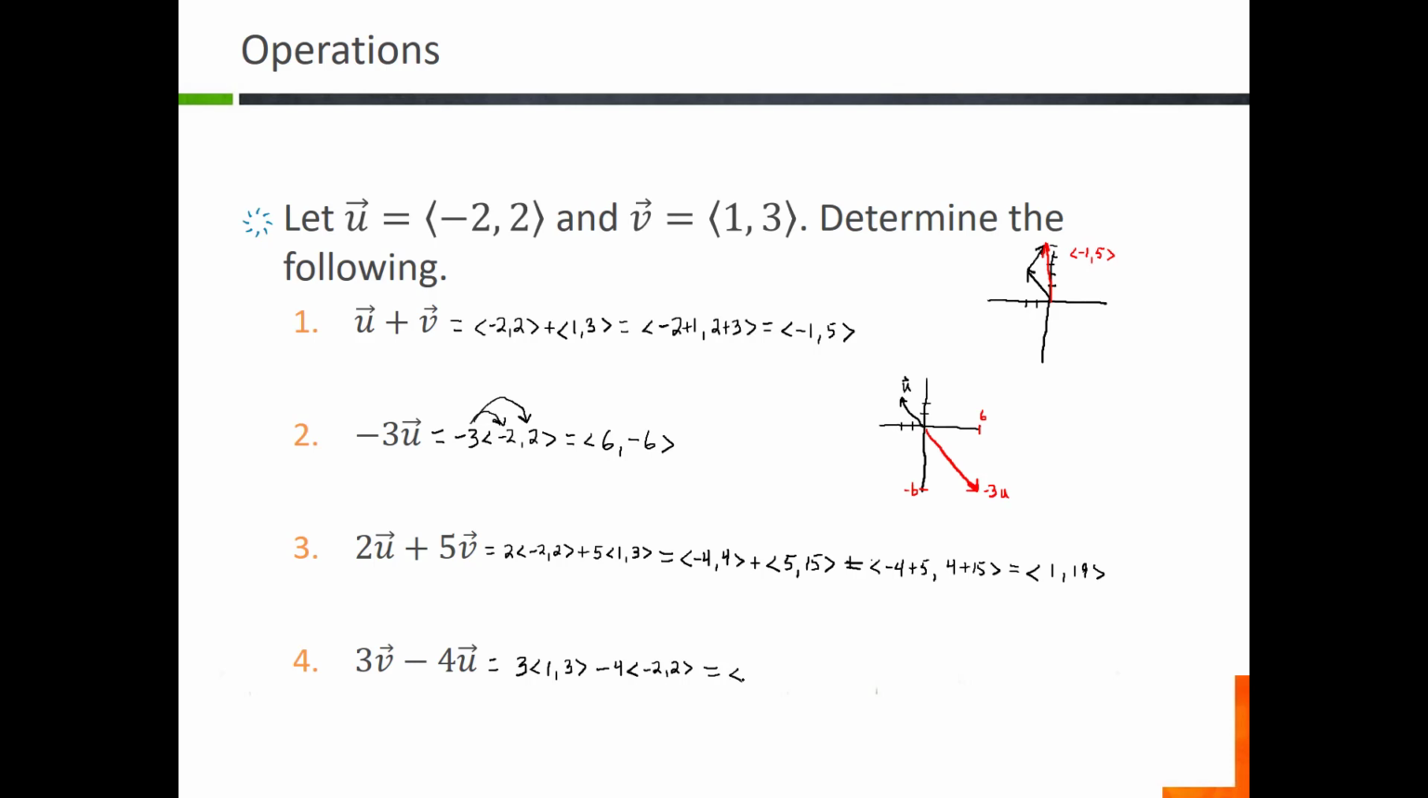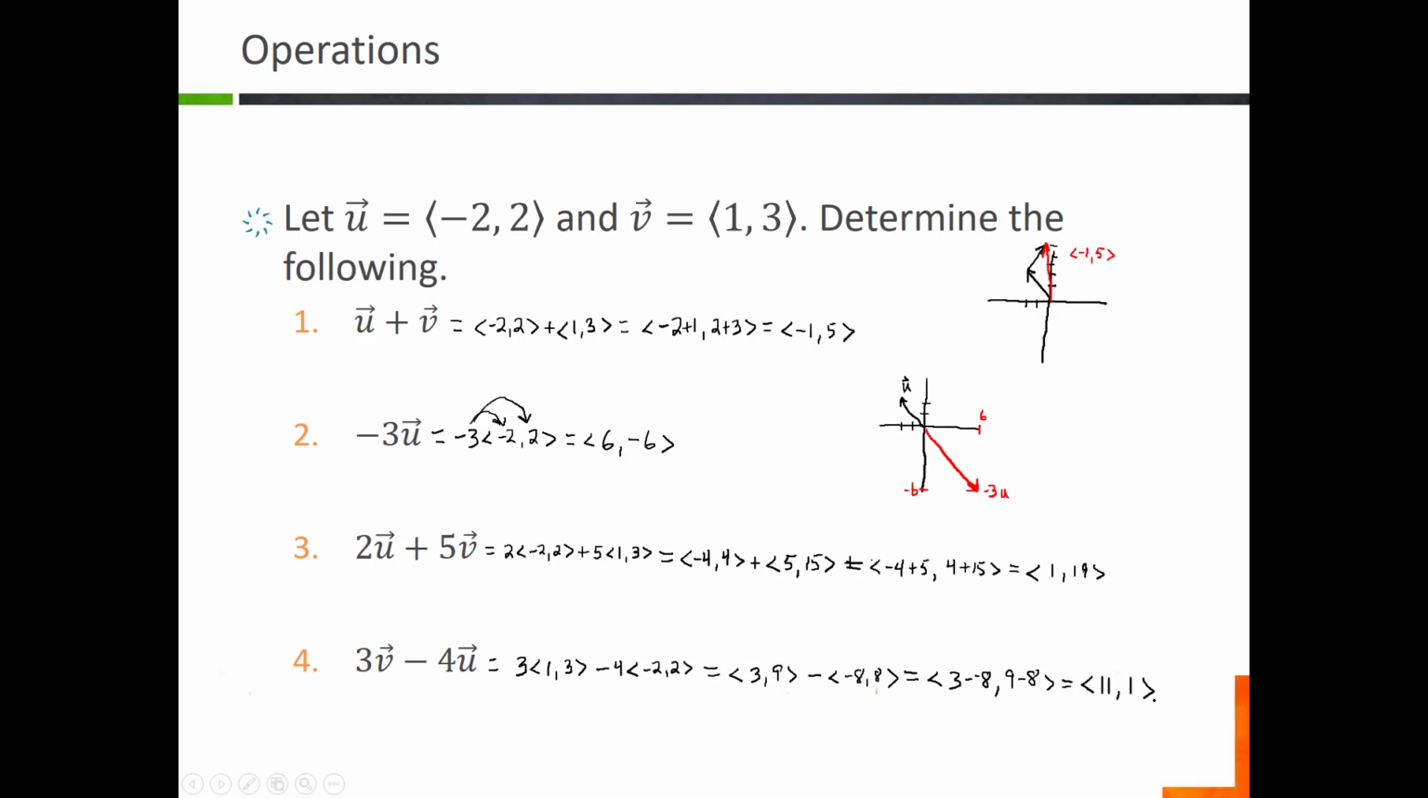So we're going to have the vector 3, 9 minus the vector negative 8, 8. And again, I could have also multiplied the negative in there, which would have changed all the signs here. So when we subtract, we're going to subtract components. So we're going to have 3 minus a negative 8, and then 9 minus 8. And so our result vector is going to be 11, 1.